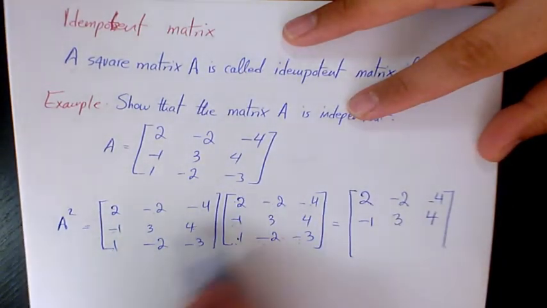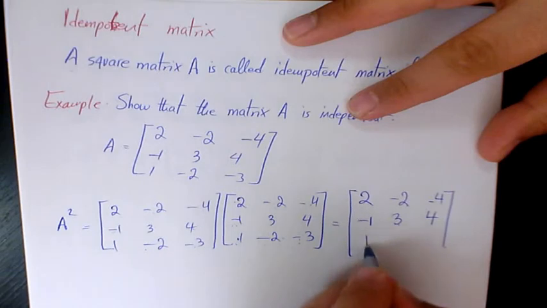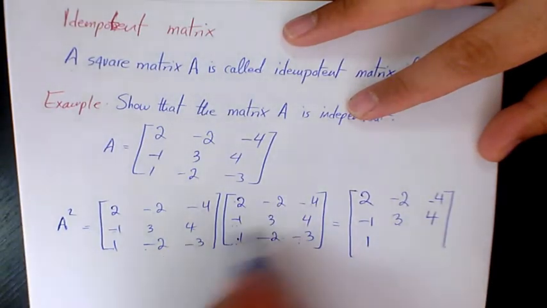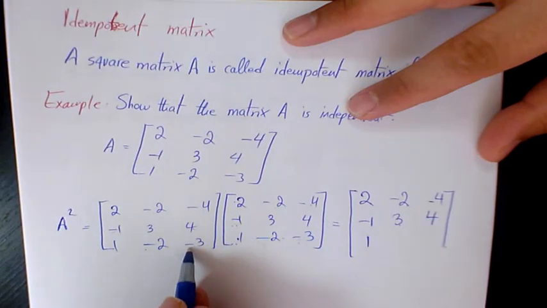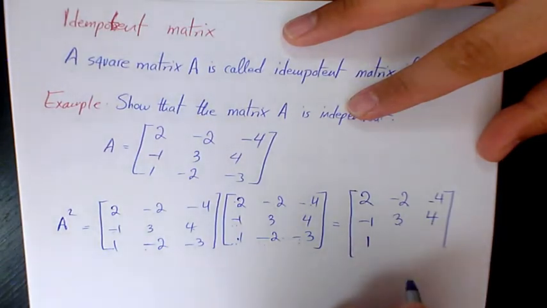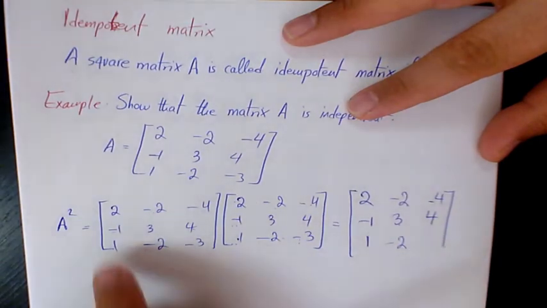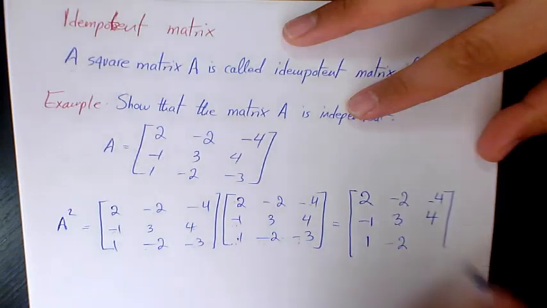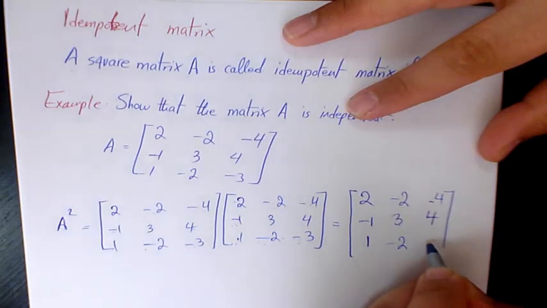And after that, 1 times 2 plus negative 2 times negative 1 plus negative 3 times 1, which will be 1. Then you multiply this. 1 times negative 2, negative 2 times 3, negative 3 times negative 2, that will be negative 2, negative 6 and plus 6, that will be negative 2. And finally 1 times negative 4 plus negative 2 times 4 plus negative 3 times negative 3, that will make me negative 3, basically negative 4, negative 8 and positive 9.